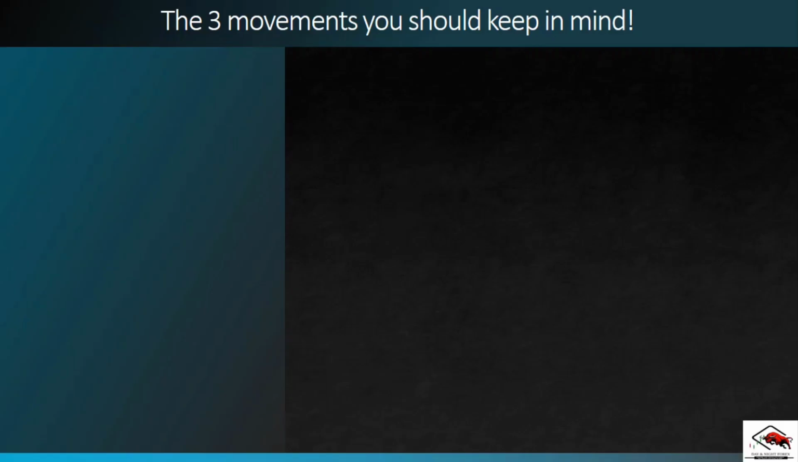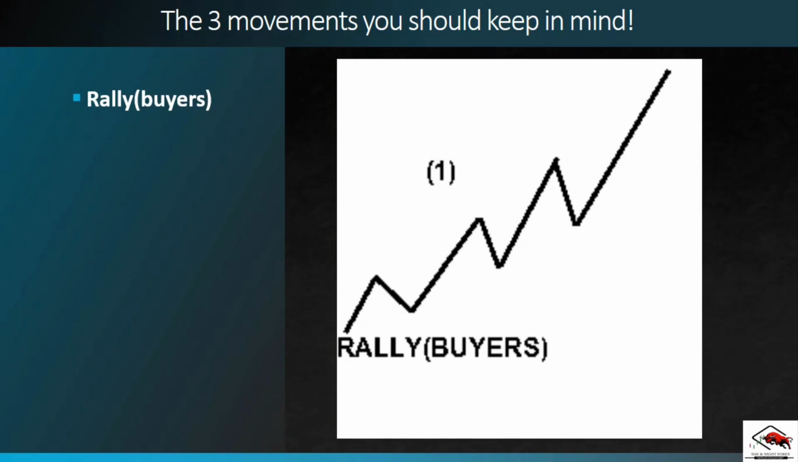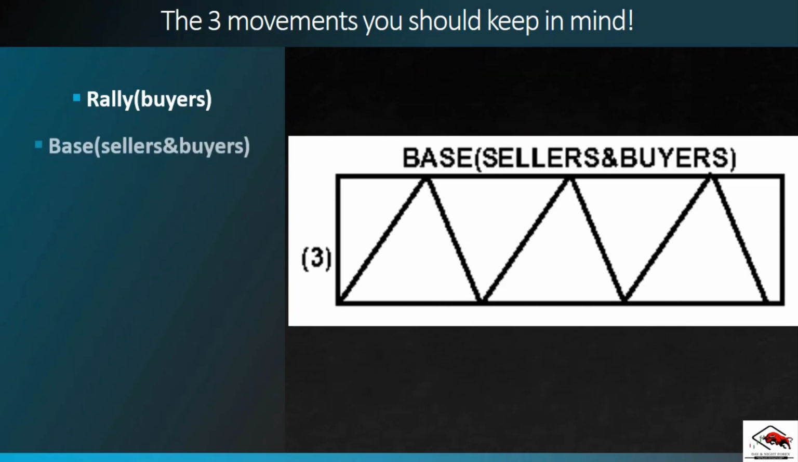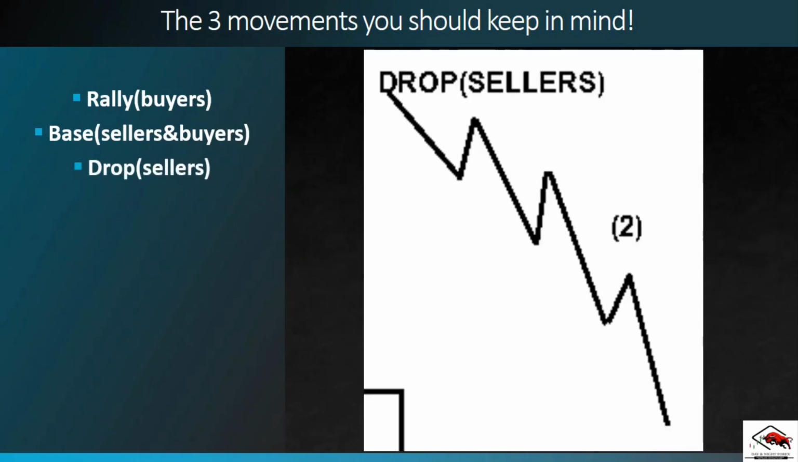Okay, so now that we have spoken about the support and resistance levels as well as the zones and the supply and demand zones, in this lesson we are now going to cover 3 important moves that you should always keep in mind. The first one is the rally, which is influenced by the buyers, and then we have the base, which is when the buyers and sellers are equal in the market, and then we have the drop, which is influenced by the sellers. So let's get straight into it and explain them in more detail.